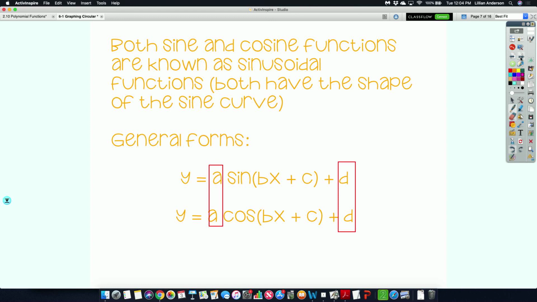A sine bx plus c plus d, where A, B, C, and D all represent numbers. Those numbers can be pi, etc. But those A, B, C, and D's are changing depending on the actual function that we're given or we're trying to graph.